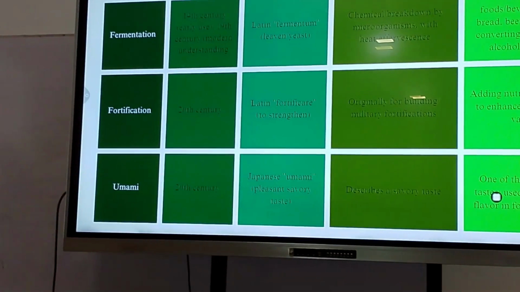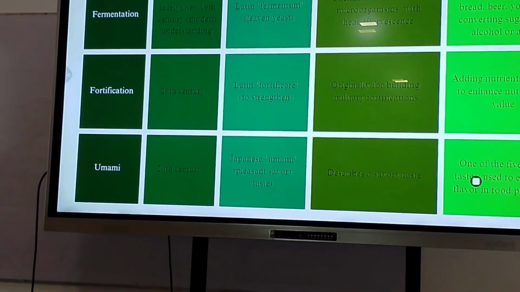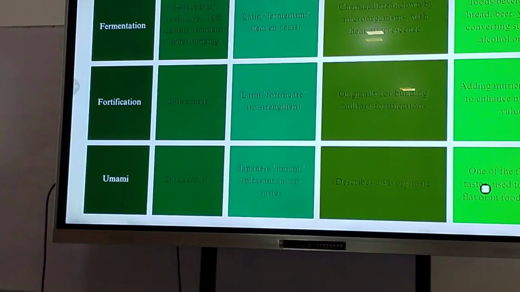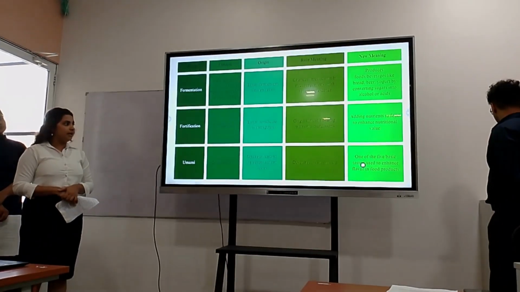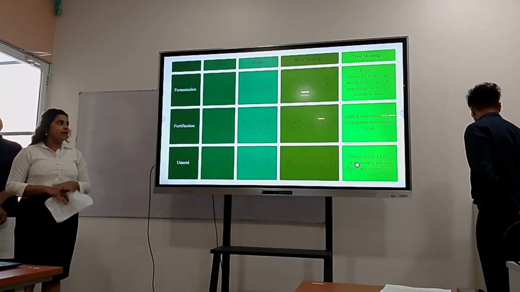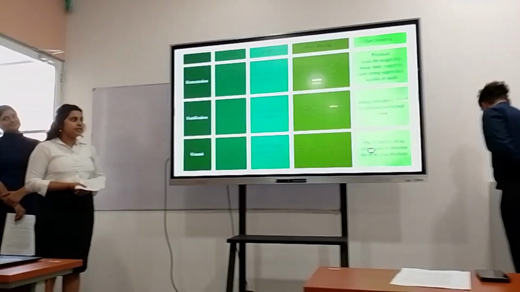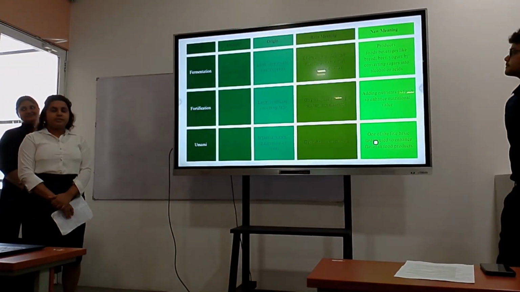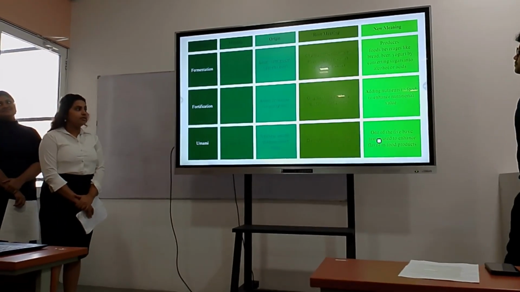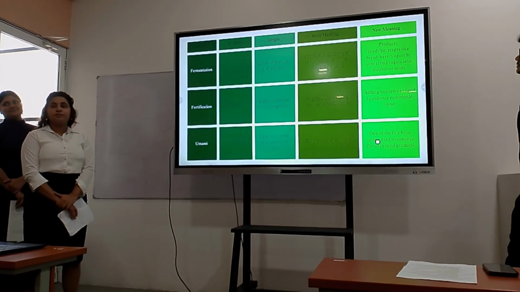Next one, fortification. The timeline 20th century. Also the origin Latin, fortificia. So root meaning, originally for building military fortifications. New meaning, adding nutrition to food to enhance nutrition's value.